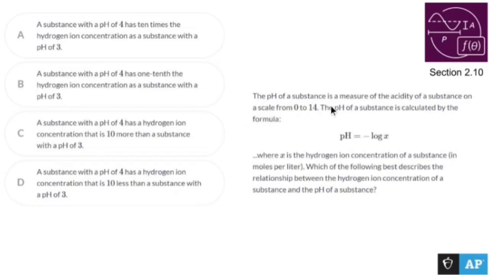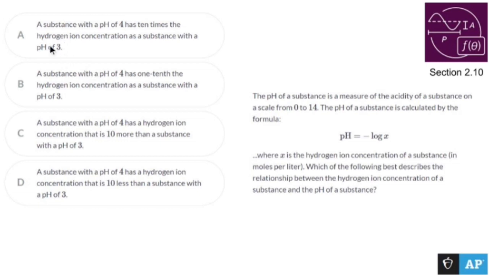The pH of a substance is a measure of the acidity of a substance on a scale from 0 to 14. The pH of a substance is calculated by that familiar-looking formula, pH equals negative log X, where X is the hydrogen ion concentration of a substance in moles per liter. Which of the following best describes the relationship between the hydrogen ion concentration of a substance and the pH of a substance?